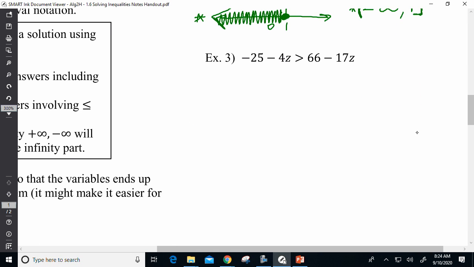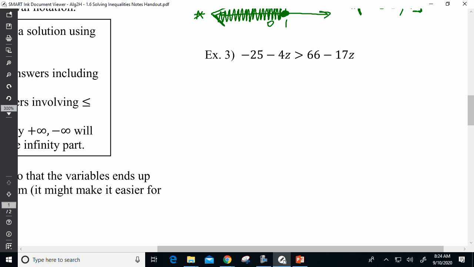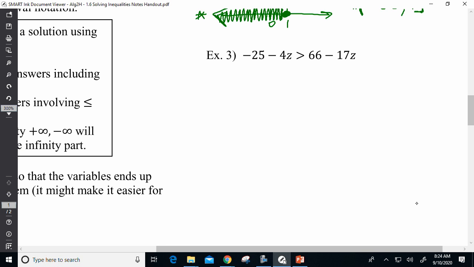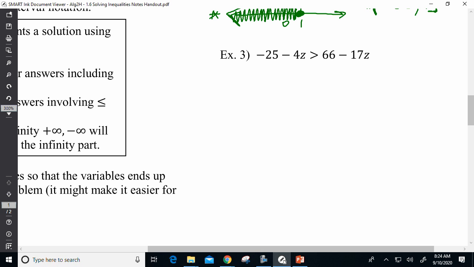All right, example 3. Example 3, we can still solve this with variables on both sides. So there's no parentheses, so there's no distributing. No combining like terms on either side, so we can start with moving the variables. I always prefer to move the smaller variable. So I'm going to move 17z on both sides.